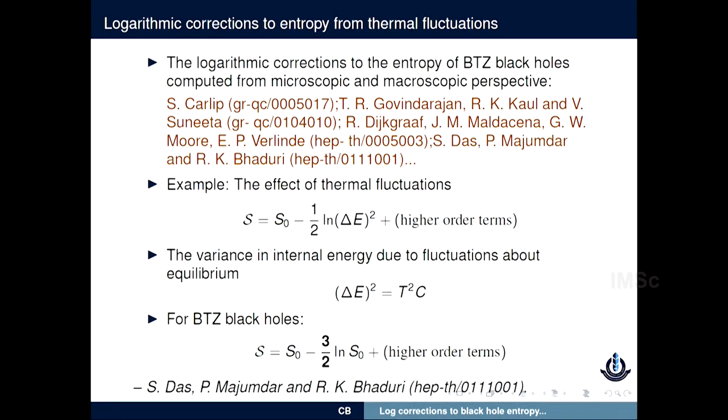So for the fluctuations to make sense, the specific heat has to be positive. That also is one way to see the stability of the system. And the coefficient was extracted to be 3 by 2. This is the coefficient for log corrections.